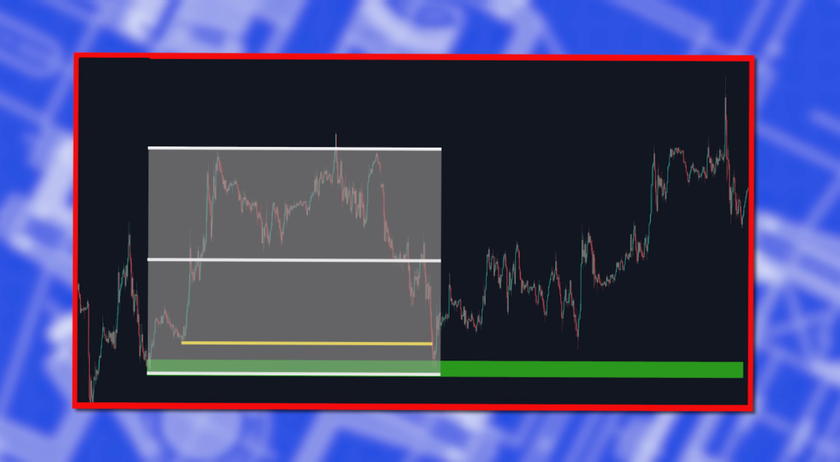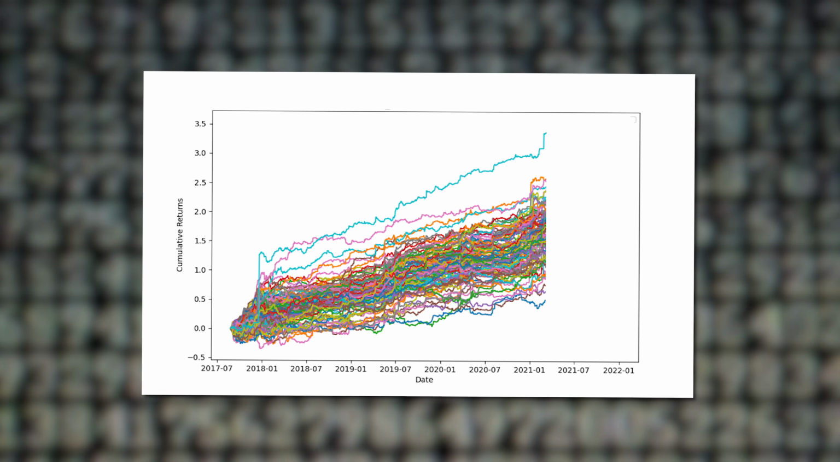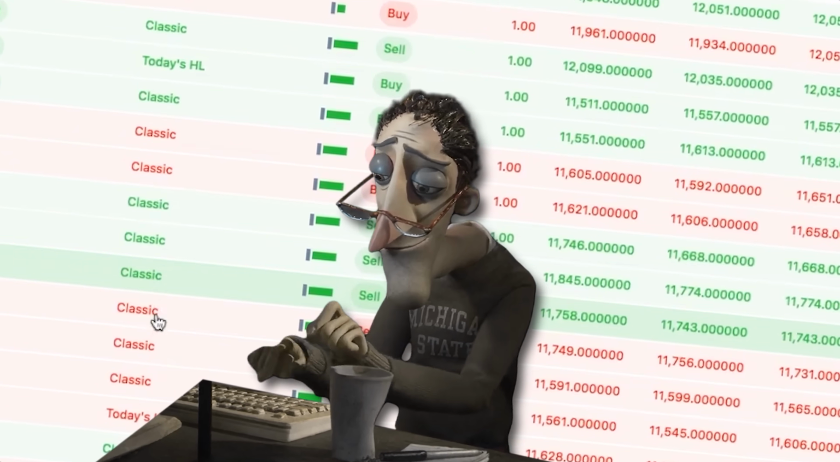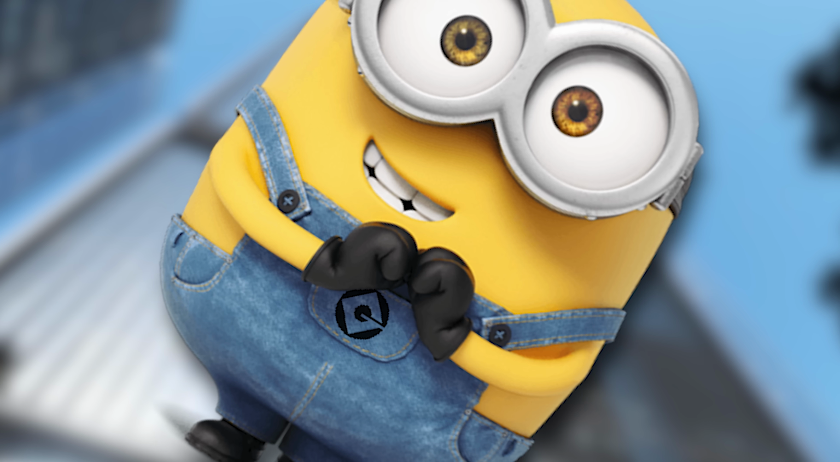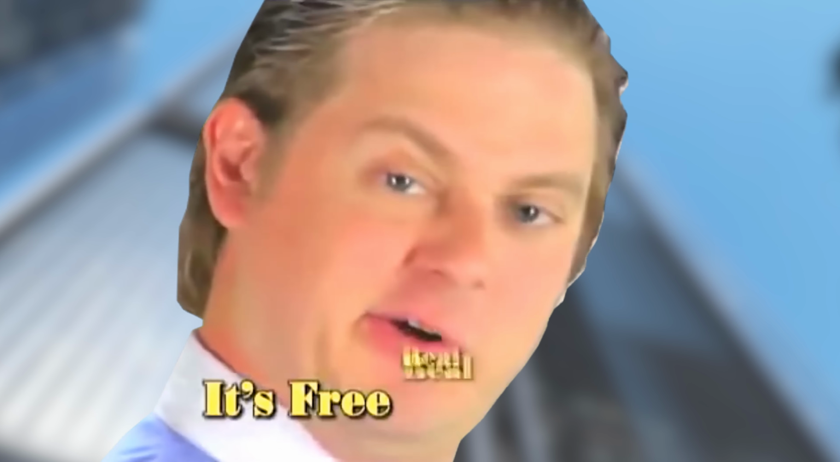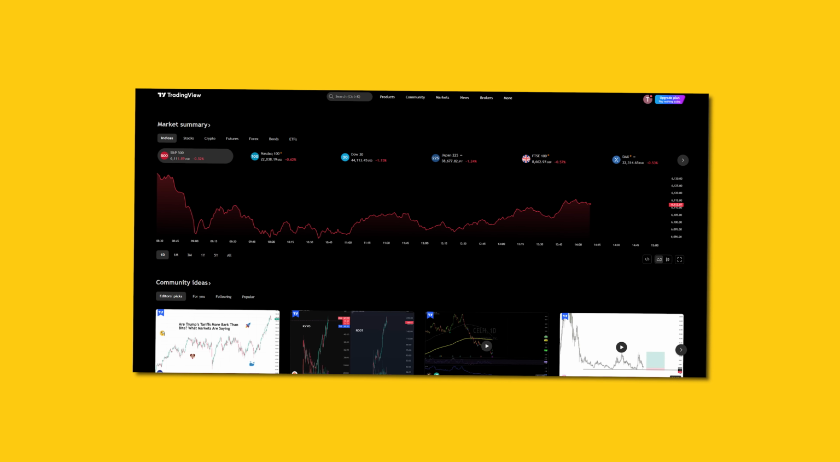I've carefully curated a trading strategy where I've backtested thousands of trades. After hours of testing and backtest after backtest, I think I finally curated the perfect strategy. And this is the exact strategy I'll be using in 2025, and I'm sharing it with you for absolutely free. It's free real estate.